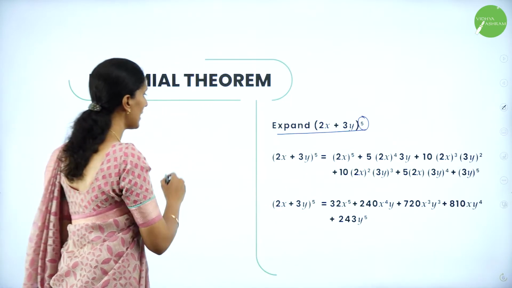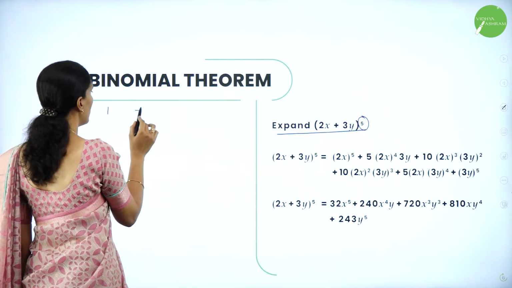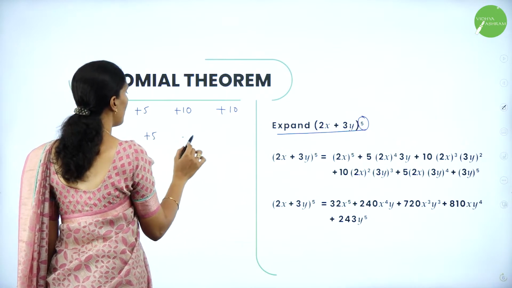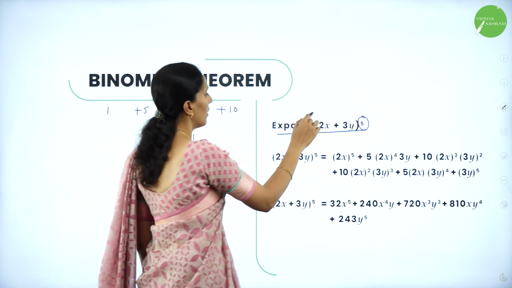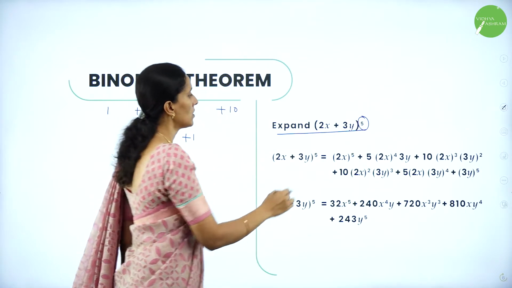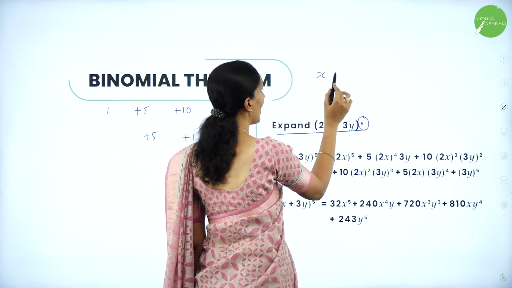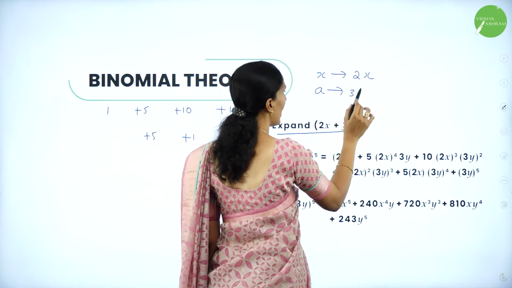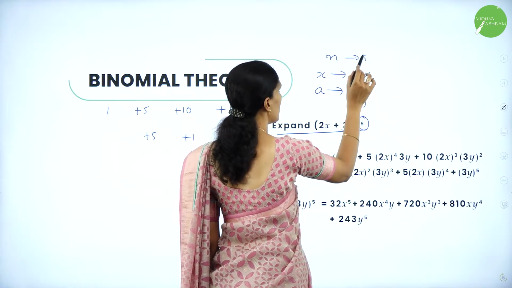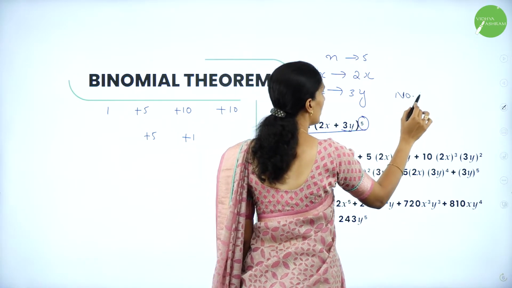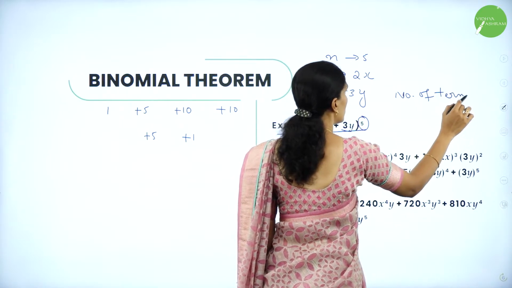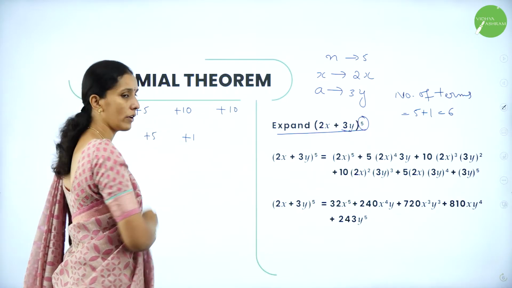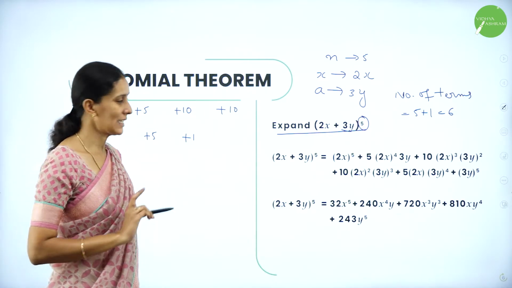So how? I'll just explain. Write 1, 5, 10, 10, 5, 1. So what is given in the data here? Here the value of x is replaced by 2x, the value of a is replaced by 3y, and n is 5. So what is my number of terms? It should be equal to 5 plus 1, which is equal to 6. Since you have 6 coefficients, you will be having 6 terms.